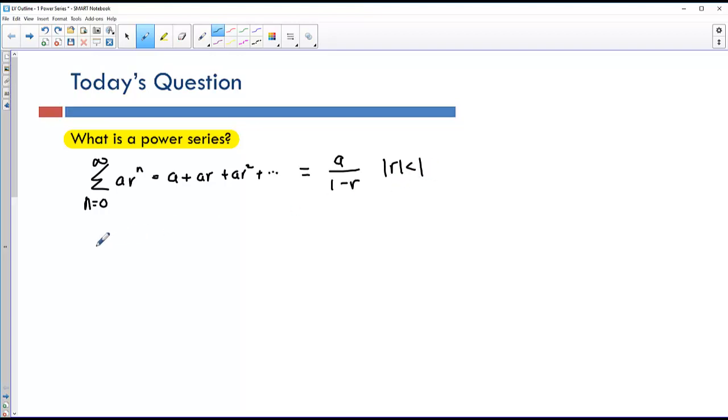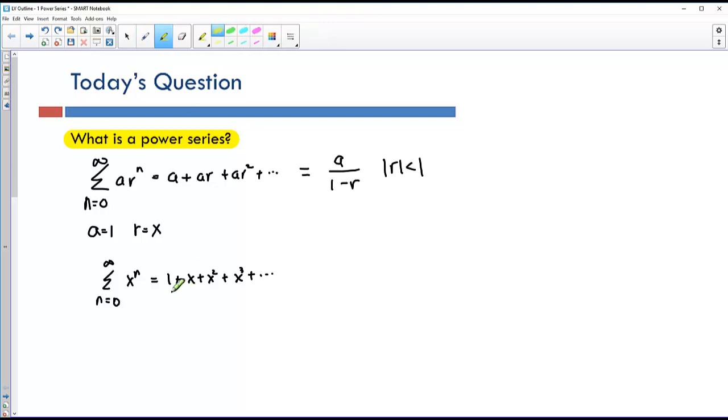Now I'm going to make a few changes here. We're going to let a be equal to 1, and instead of thinking of r as a number, let's think of r as being a variable. So let's let r be equal to x. If we rewrite this, what we get is the sum n equals 0 to infinity of simply x to the n. And when we write that out, we have 1 plus x plus x squared plus x cubed plus dot dot dot, on and on forever and ever.